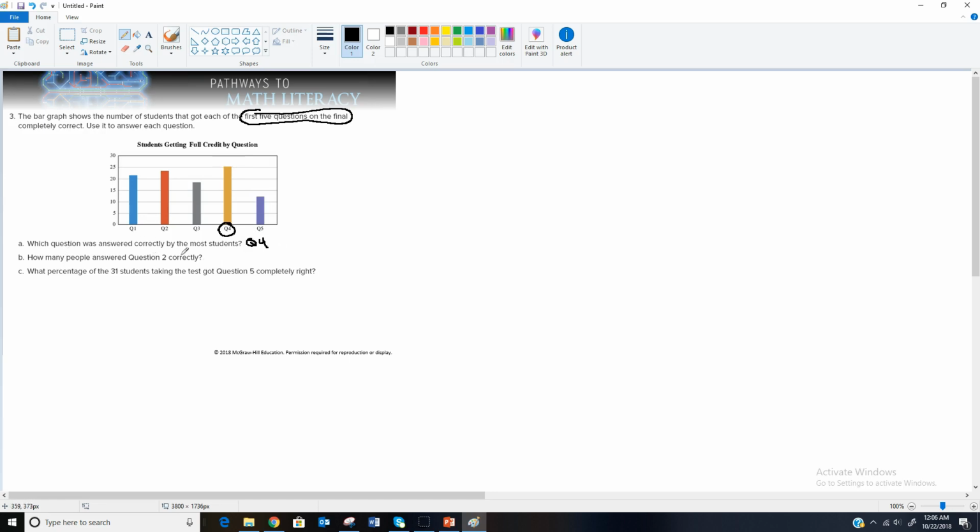How many people answered question 2 correctly? Well, we can see it's more than 20, less than 25. So then it's a determination of, is it past half or not? It looks to me like it's past half. Half would be 22 and a half, so I'm thinking this is 23. 24 I think would be a little bit closer to 25. So I think it's 23 students.